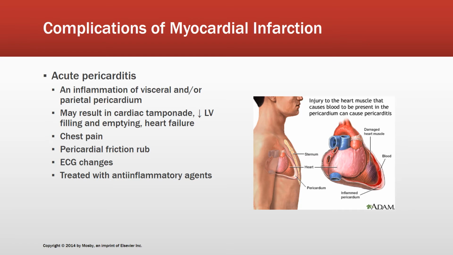Another complication that the MI patient will experience is pericarditis. The "itis" is inflammation, so there'll be inflammation of the visceral and parietal areas of the pericardium. This results in cardiac tamponade, decreased ventricular filling and emptying, and heart failure. This will usually occur 2 to 3 days after MI as a common complication of the infarct.